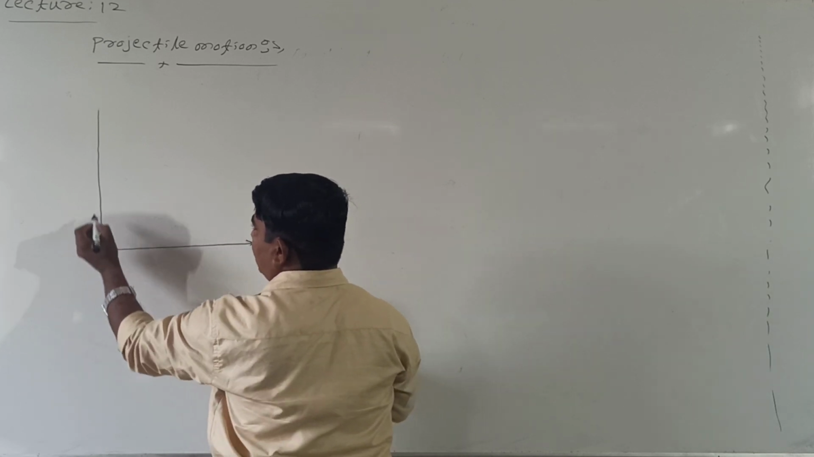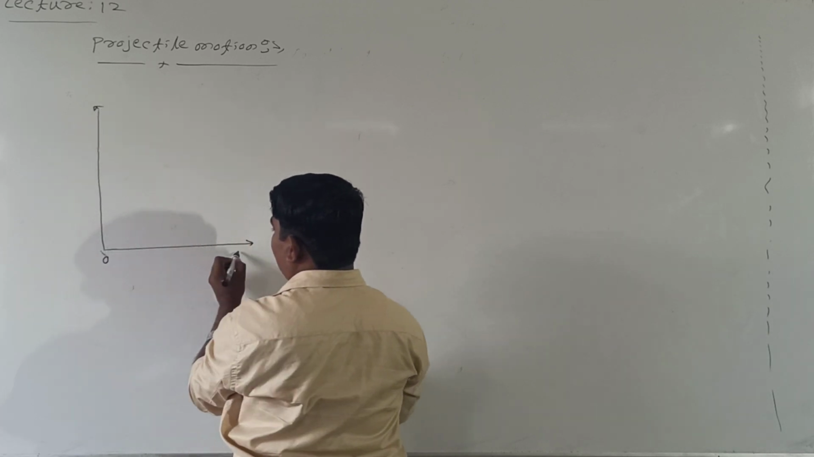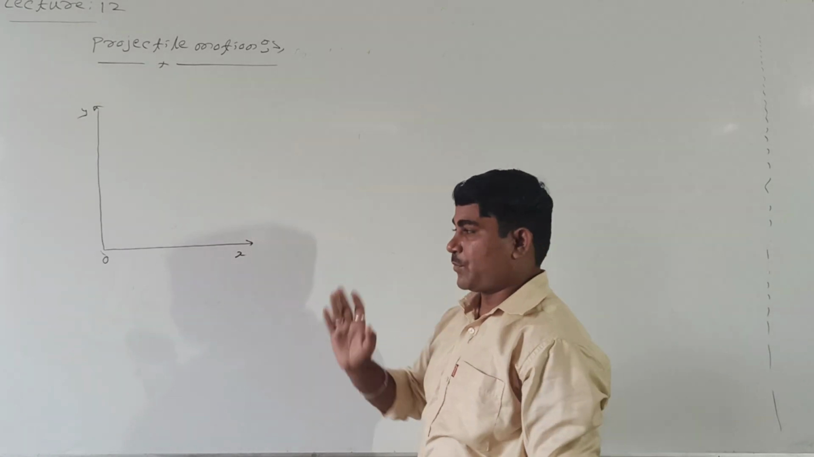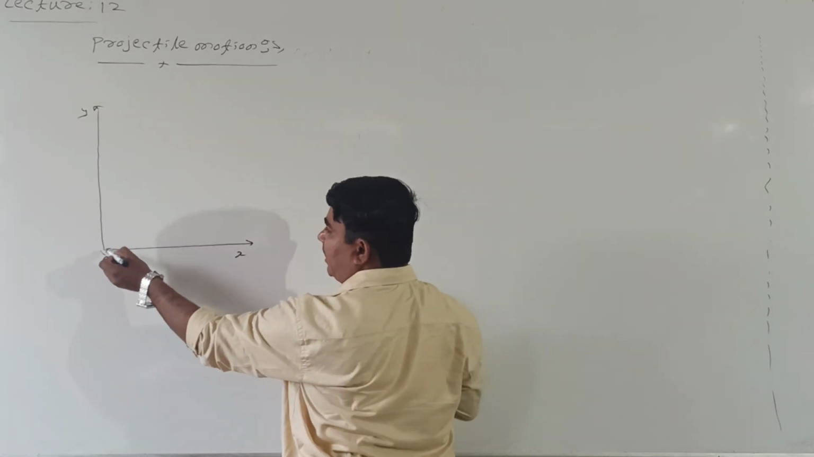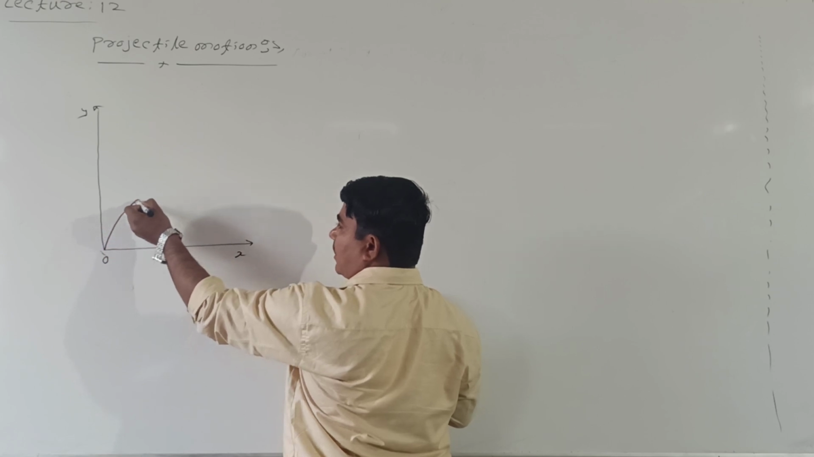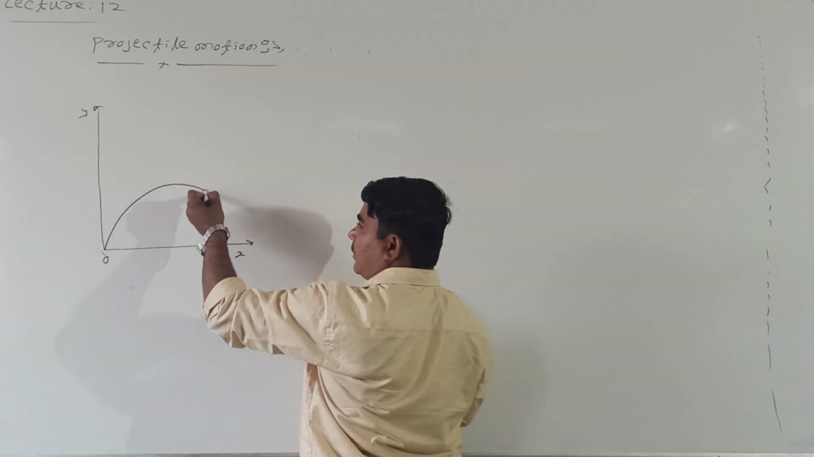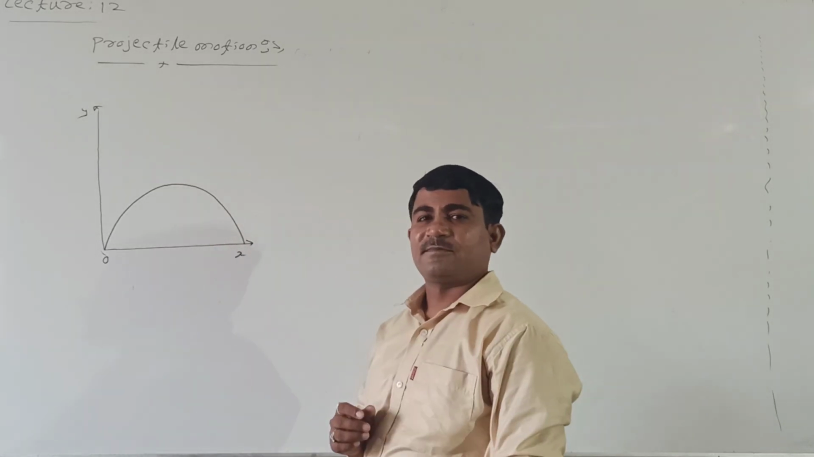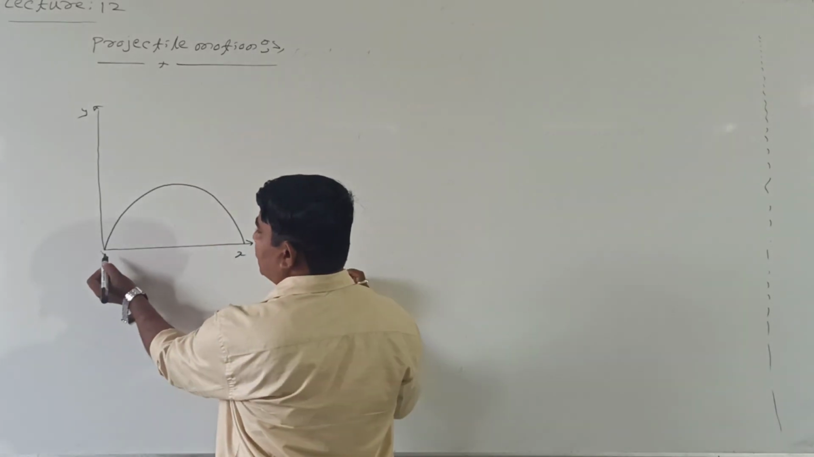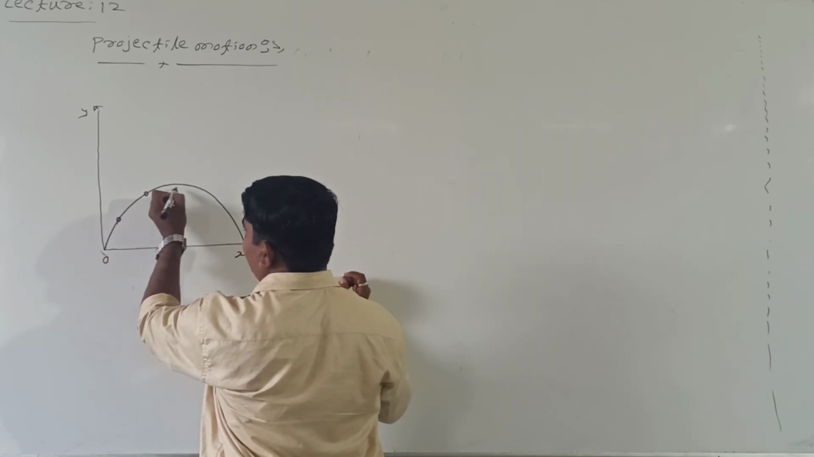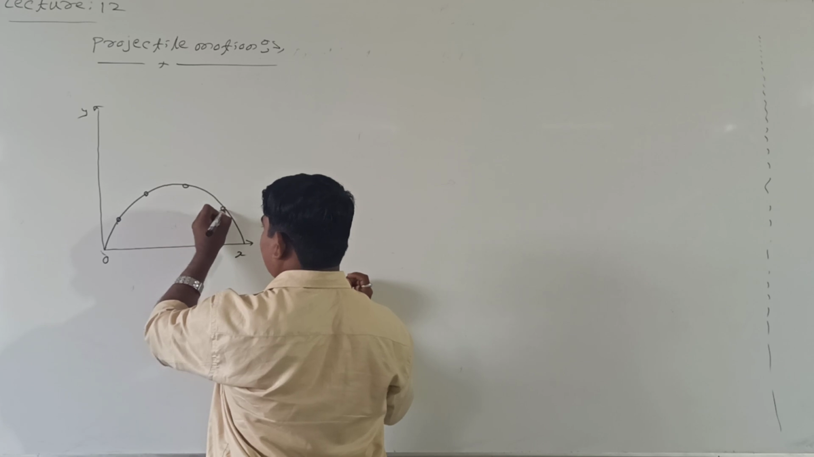This is the origin point, x axis and y axis, respectively called x and y axis. From this point, how is the object projected? The object is projected near the earth's surface and moves along the path, falling under the action of gravity. This we are calling projectile motion. See here, this is the projectile position. These are the respective projectile positions.